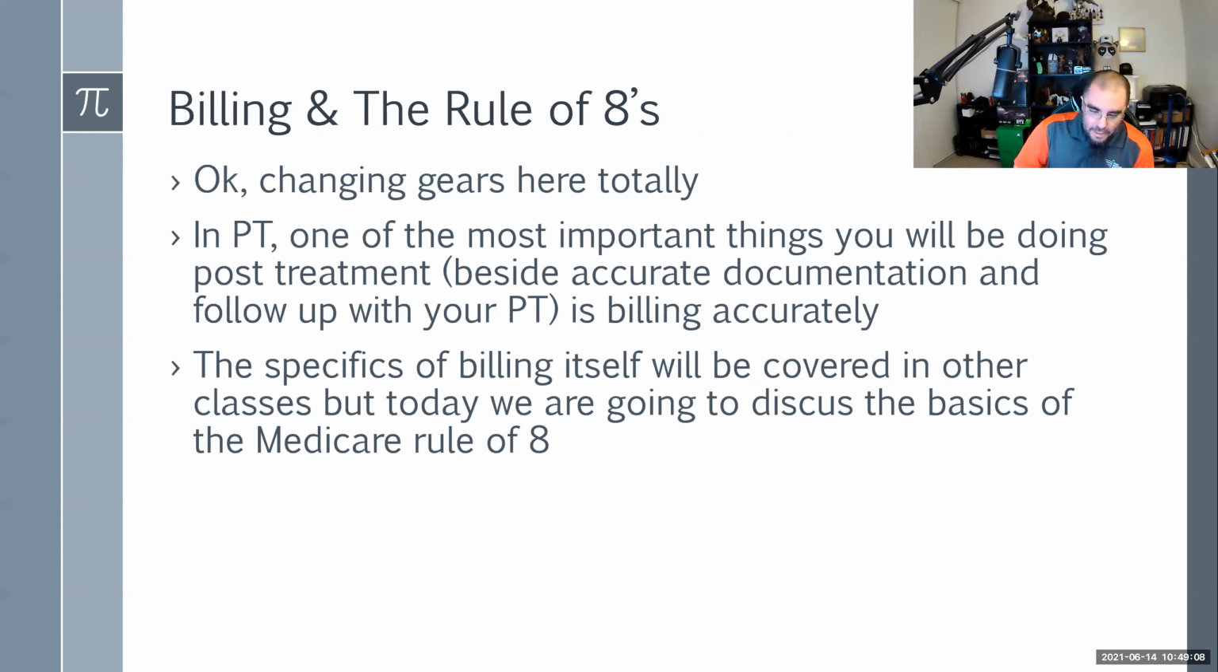So the way billing and the rule of eights work, and I mentioned this briefly in the lecture, is that in an hour, we divide that hour up into 4 equal parts, 4 15-minute blocks. And in those 15-minute blocks, you get one-on-one unit time. So if I'm working with Mark for an hour, I can theoretically bill 4 one-on-one units.